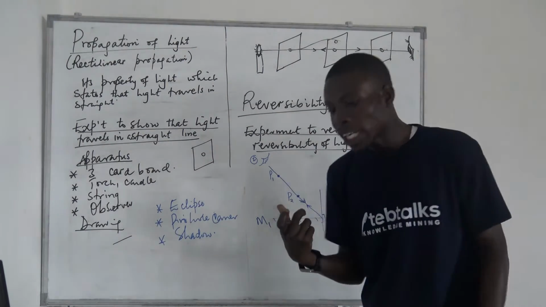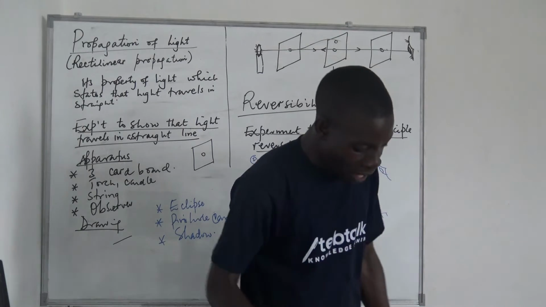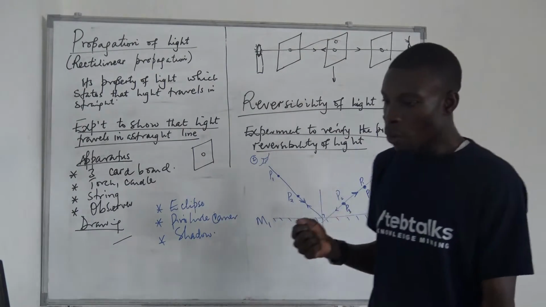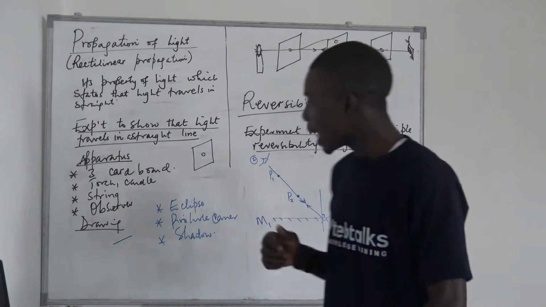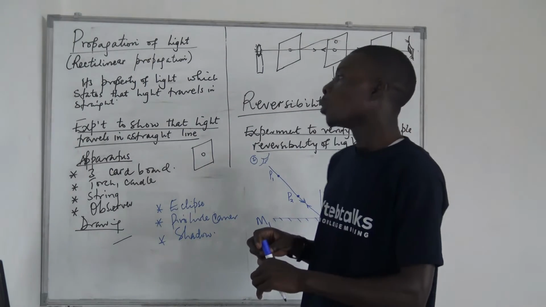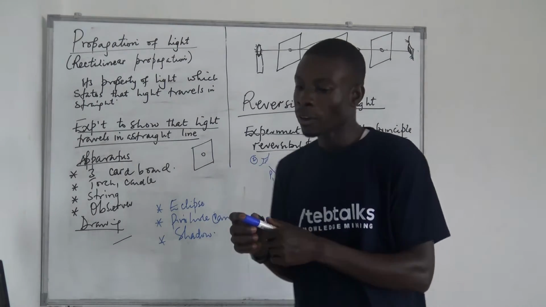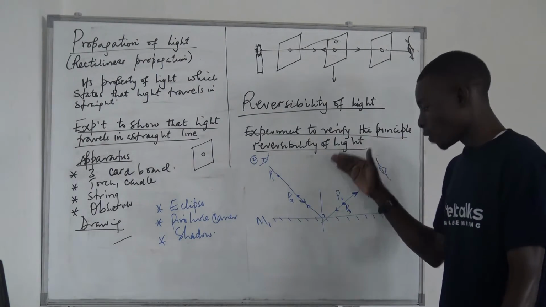Here we are looking at the path being reversed under a scenario of reflection. We can also look at it under a scenario of refraction, which will be in our subunit 3. But this is still under reflection.